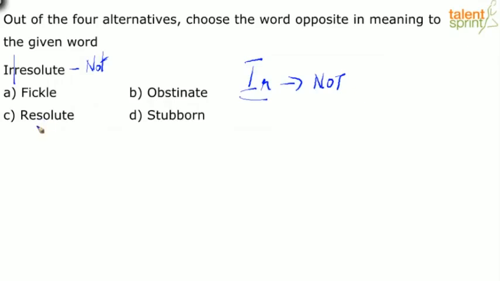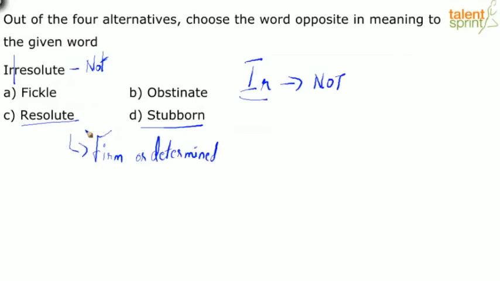Please understand, resolute means firm or determined, right? That's the same meaning as stubborn. When I say someone is stubborn, I'm saying they refuse to change one's mind. Obstinate, I'm saying, again, stubbornly adhering to something. So C, B, and D actually are synonyms.